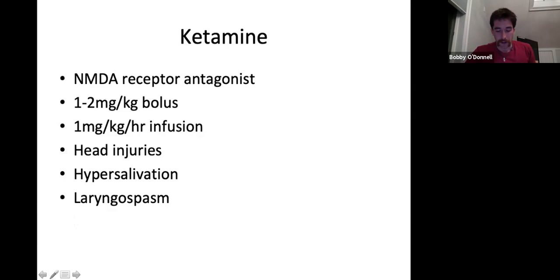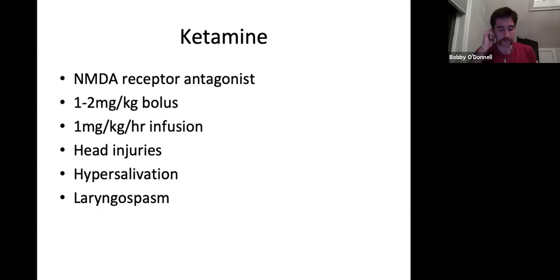Ketamine, people who know me know that I love ketamine. I think it's a phenomenal medication. It's very versatile. It has a very safe cardiovascular risk profile, meaning that it's not going to drop their blood pressure. It's not going to decrease the respiratory drive.